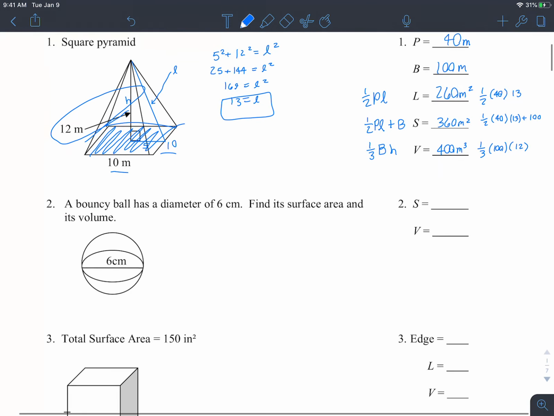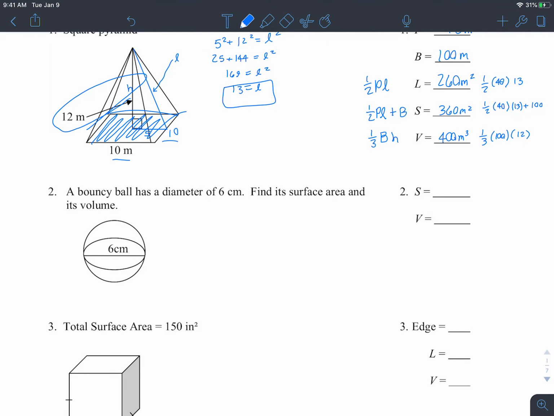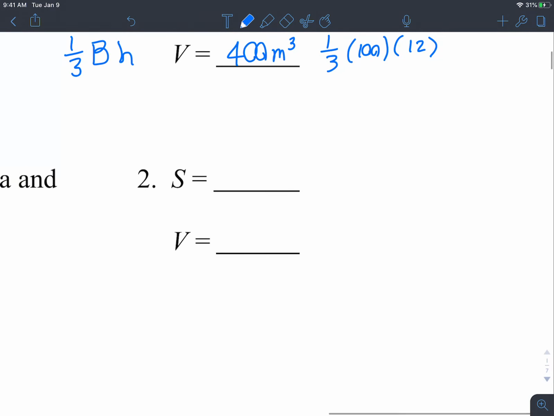Okay, the next section here, you got a bouncy ball that has a diameter of 6 centimeters. Find its surface area and volume. Okay, for the surface area, your formula for that is 4 pi r squared. And then for the volume, it's 4/3 pi r cubed. And you want to be really careful there on that. A common error I see is a lot of people will put 4/3 pi r squared. So make sure you get the cubed there.